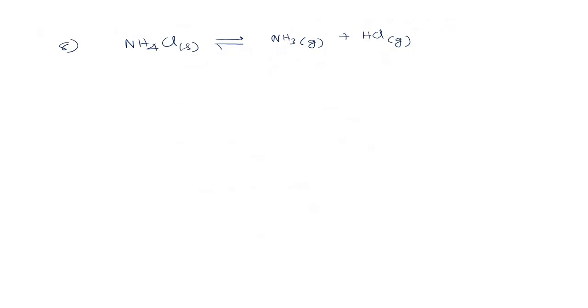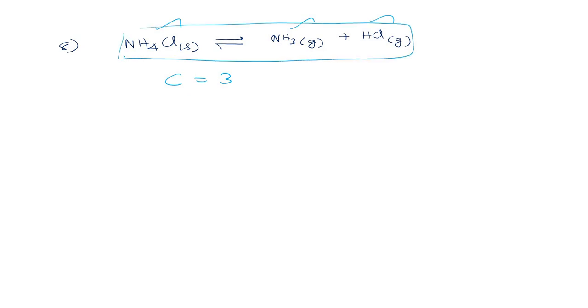Now we have one more example here. Here there is an equilibrium reaction given: ammonium chloride decomposes to give ammonia gas and HCl gas. How do we find the number of components in this case? So first I will find out the number of actual constituents present. We have ammonium chloride, ammonia and HCl. So there are 3 constituents. Then we have an equilibrium here.